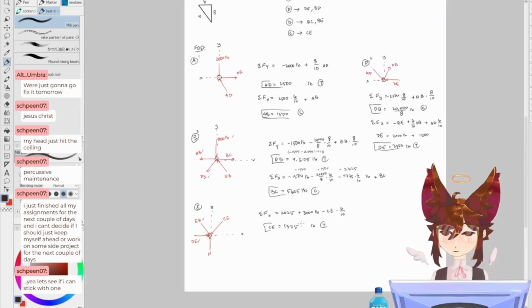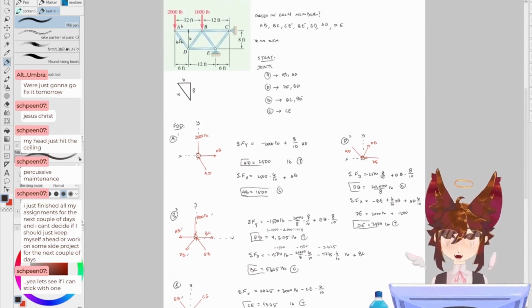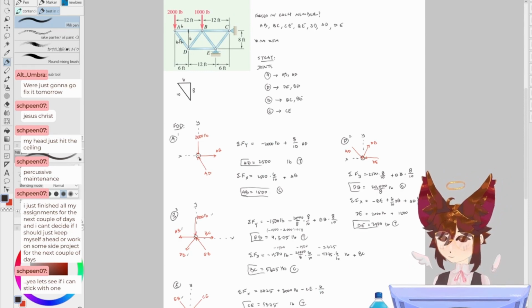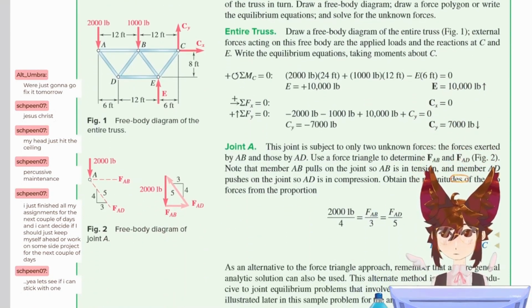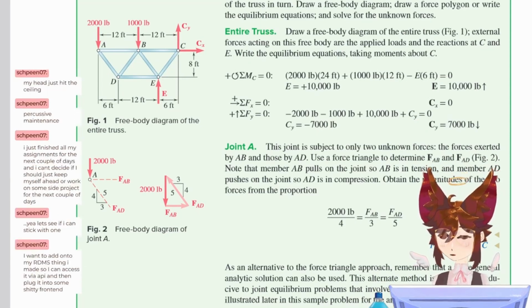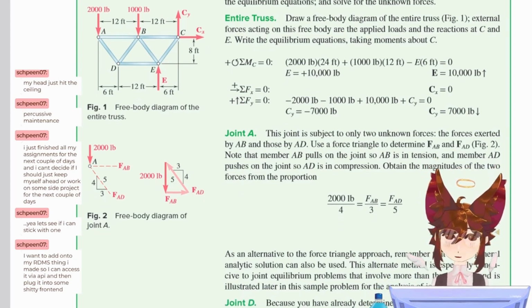Is any of this right? But none of them are Zero Force members, so it didn't really help what I set out to do, which is awesome. I love that. Oh, I see. I want to add on to my RDMS thing I made so I can access it via API and then plug it into some front end. That sounds awesome.